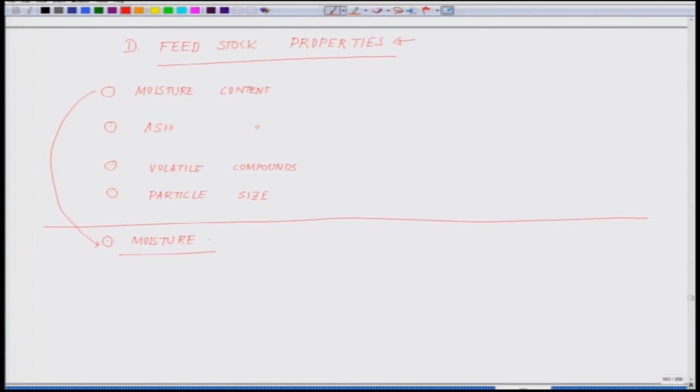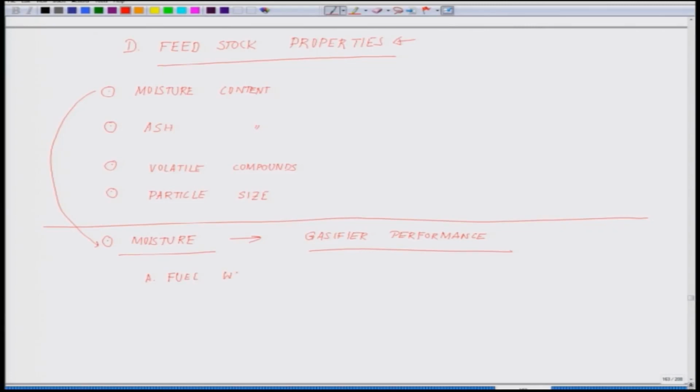It significantly influences the performance of the gasifier. Gasifier performance is significantly influenced by the moisture content. Now, for fuel with moisture content about 30%, there are a few critical points you need to remember.